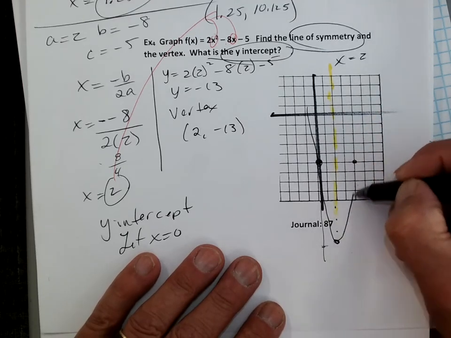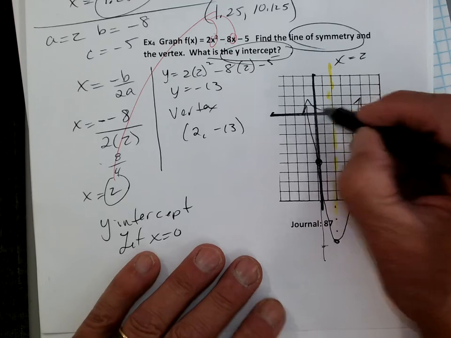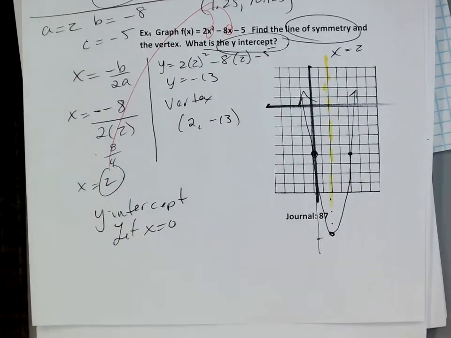And then I can just sketch in my graph. Kind of like that. Not a very good graph. It's supposed to be curvy. And there you have it. Okay. So that's all I have.